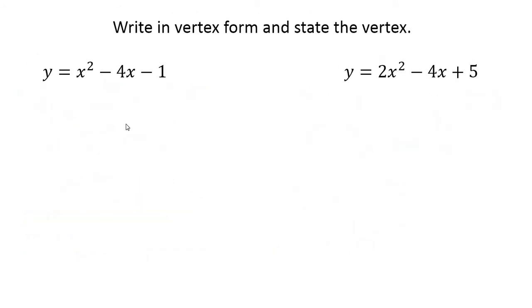Here's another application. Write in vertex form and state the vertex. So remember we had quadratics. We did this in a previous lesson. Ax squared plus bx plus c, that's general form, but we also have this form, a(x minus h) squared plus k. Really nice because the vertex is built right in.